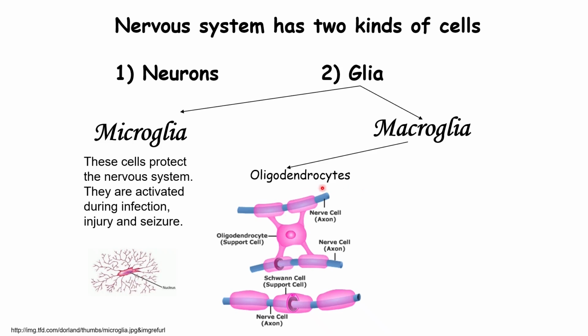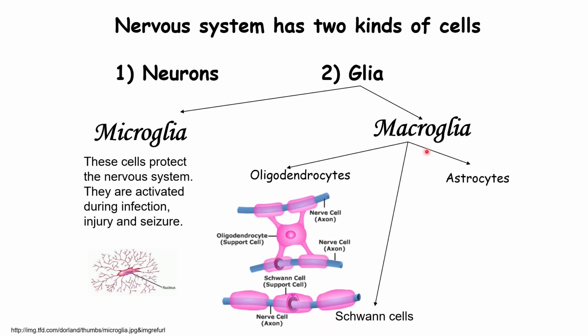One type is oligodendrocytes. These cells provide insulation to the neurons or the axons of the neurons. So these oligodendrocytes basically wrap around the axons and create this insulation called the myelin sheath. Oligodendrocytes do this in the central nervous system, whereas a similar role is played by Schwann cells in the peripheral nervous system. So both of these cell types, oligodendrocytes and Schwann cells, which are both types of macroglia, provide insulation to the axons of neurons.